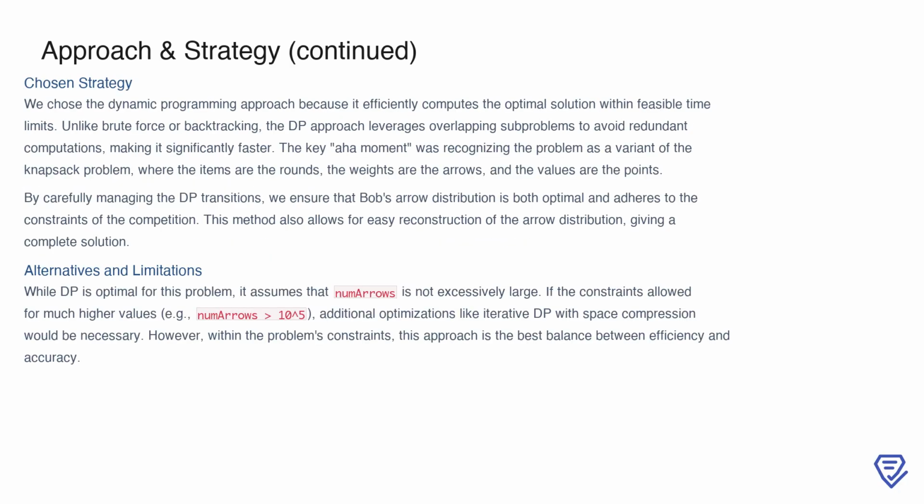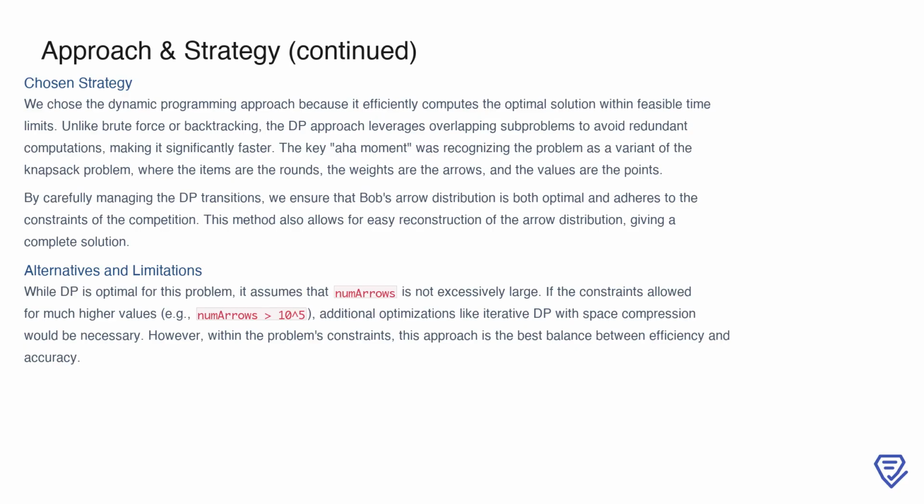We selected the dynamic programming approach because it strikes the best balance between efficiency and optimality. Unlike brute force or backtracking, DP avoids redundant computations by breaking the problem into smaller overlapping subproblems. The breakthrough here was recognizing the problem as a variation of the knapsack problem, where each round represents an item, the arrows correspond to weight, and the points are the value. This insight allowed us to tailor the DP transitions to ensure that Bob's distribution of arrows is optimal and adheres to the rules of the competition.